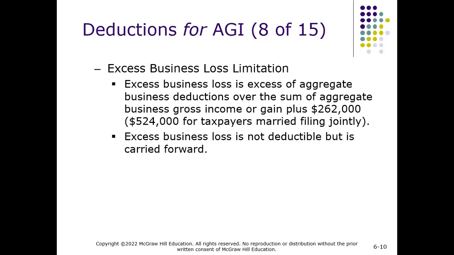$262,000. So we're only allowed to deduct aggregate business losses of $262,000 in a year. Any amount above that, that would be $8,000, she can carry forward to next year and deduct it. So she cannot deduct all $270,000. Now, if she was married, filing a joint return, she would be able to deduct up to $524,000. So that's what we mean when we talked about excess business loss limitation.